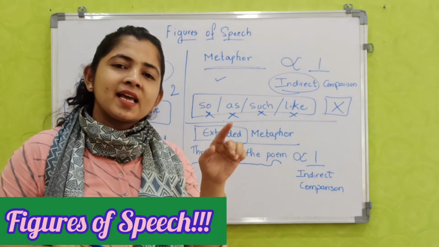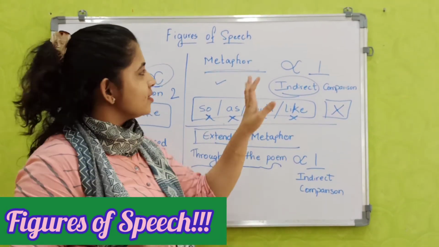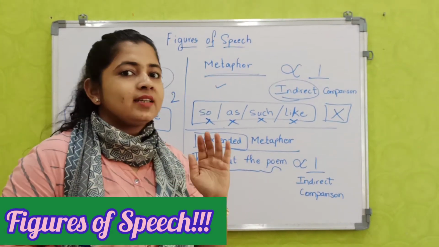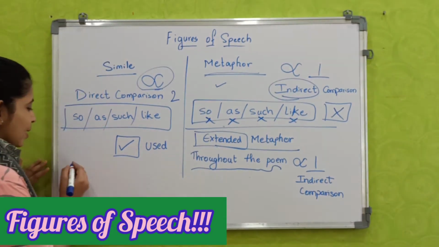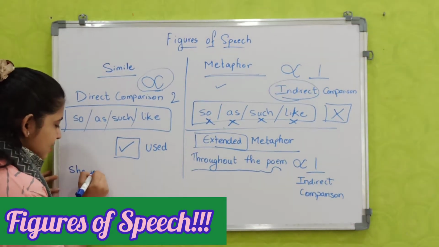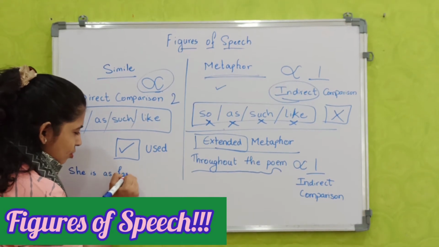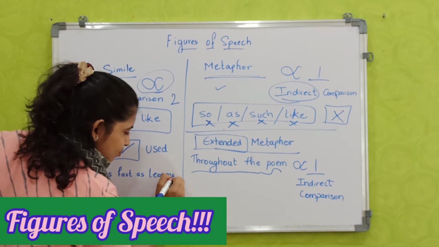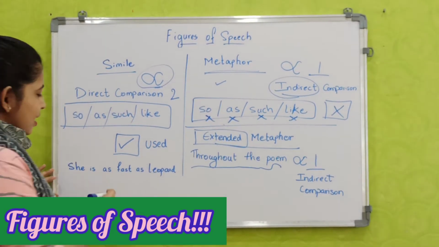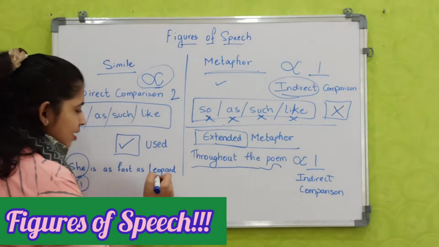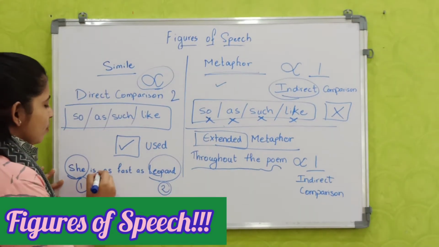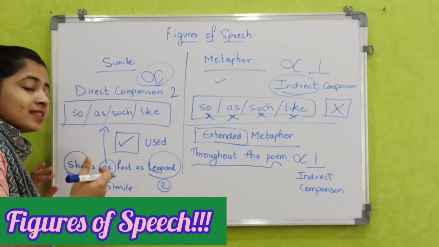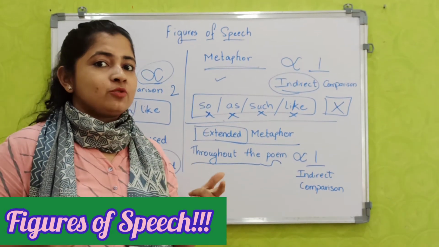If it is only in one line or maybe maximum two lines, then it is metaphor only. But if it is traveling throughout the poetry, then it is extended one. Let's have an example. She is as fast as leopard. Okay, so here it is one object and here it is second object, and if you observe, as is used, so it is simile. So this is the quick way, this is the speed you need to get it.